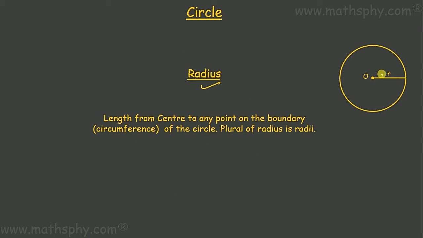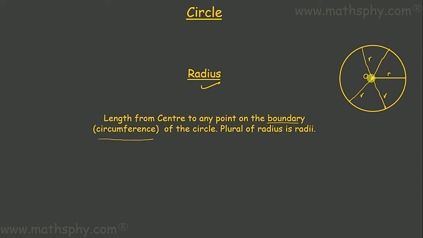Radius. This is the radius of the circle. It is the length from center to any point on the boundary. We can call it boundary or circumference. This is what we call the boundary or the circumference of the circle. So distance from this center to any point, you take this point, or this point, or this point. The distance from center to any of the points on the boundary or circumference is called the radius of the circle, and we denote it as small r.